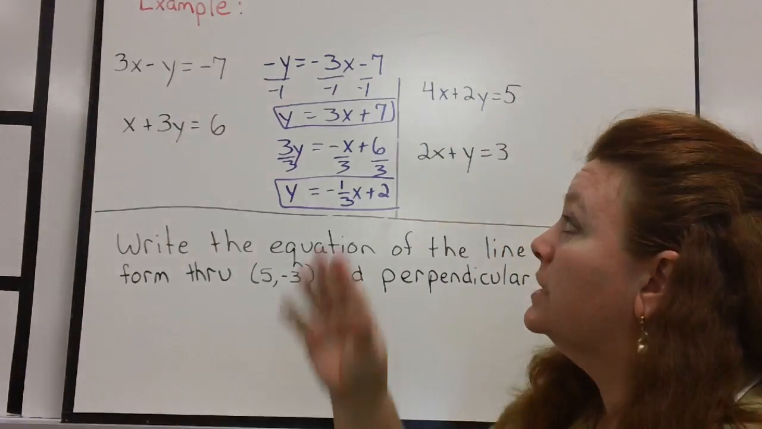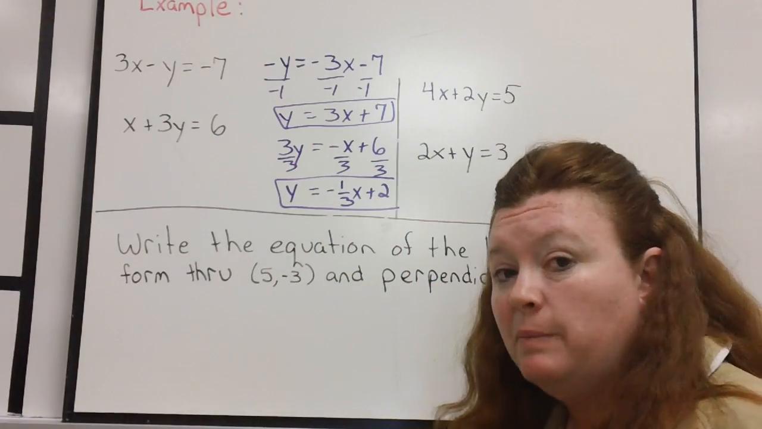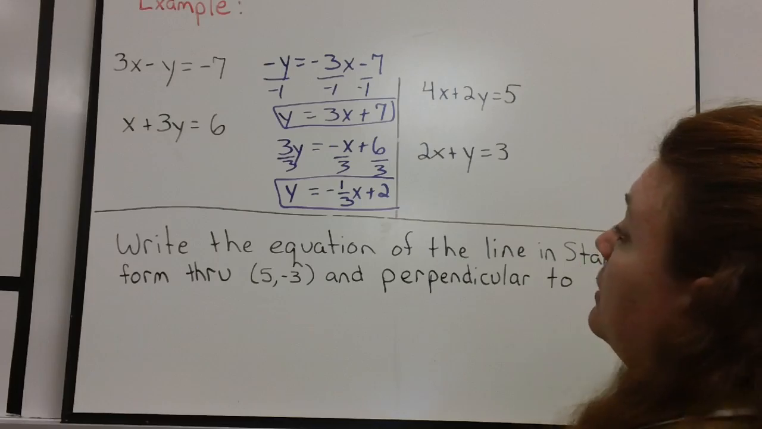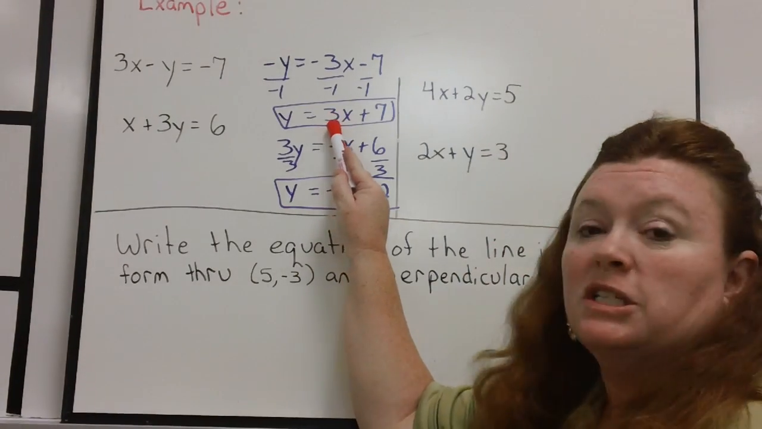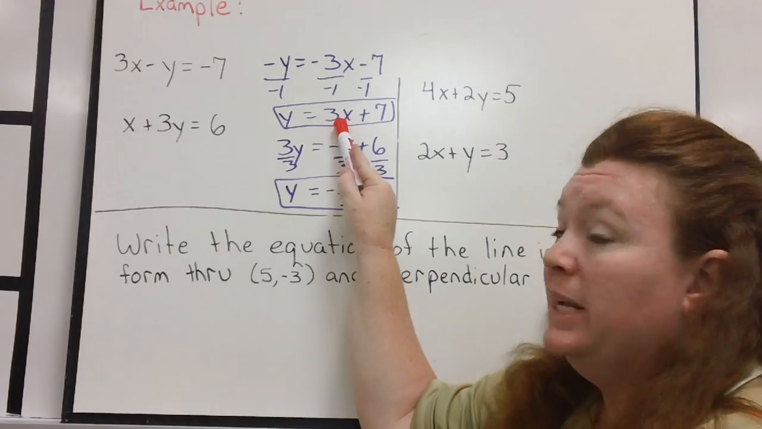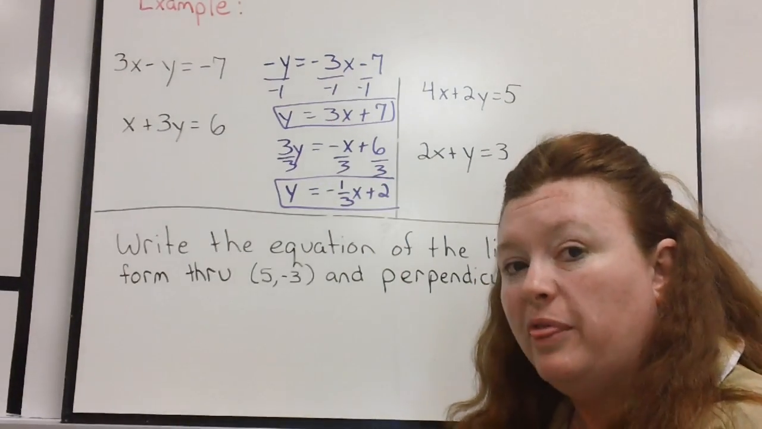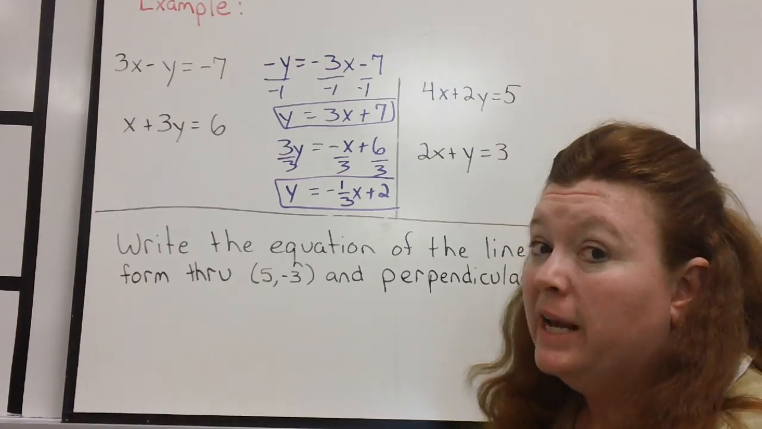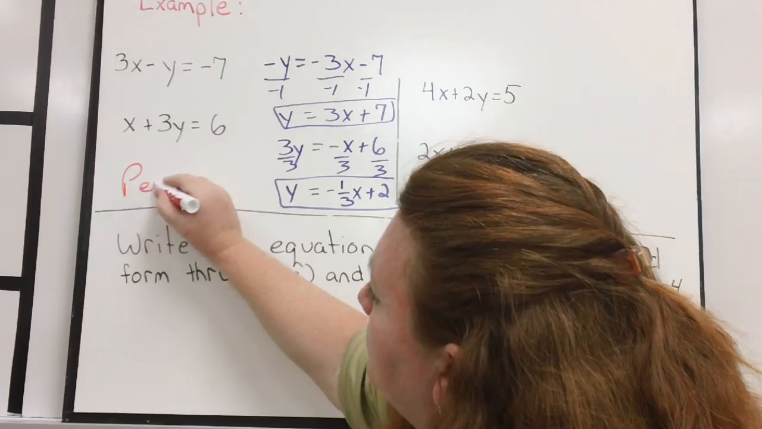What I need to do is, I've just rearranged and set them both in slope-intercept form. So I need to look at their slopes and answer the question. The first line has a slope of 3. The second equation has a slope of -1/3. Those are negative reciprocals. And so my answer is perpendicular.